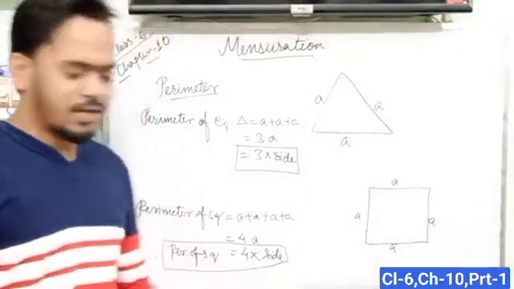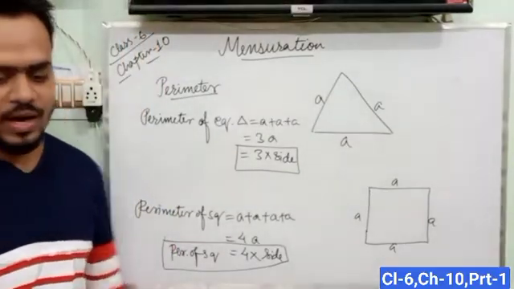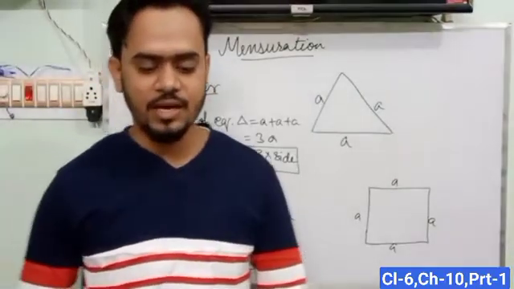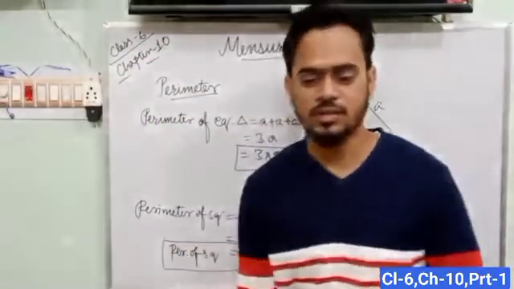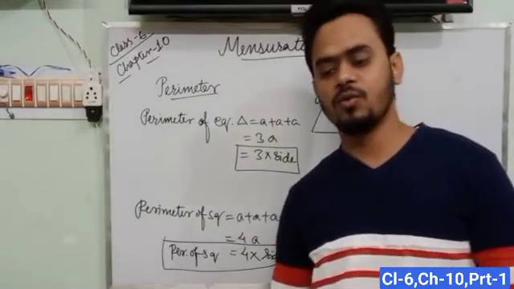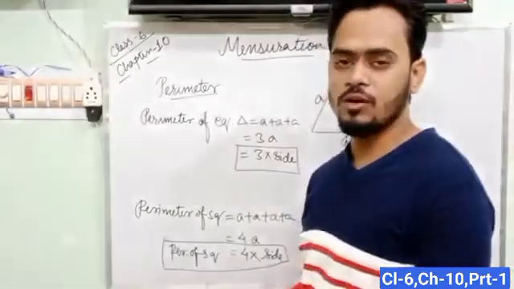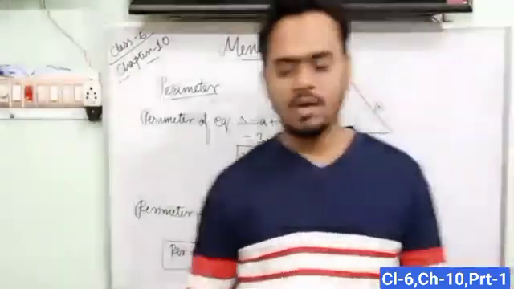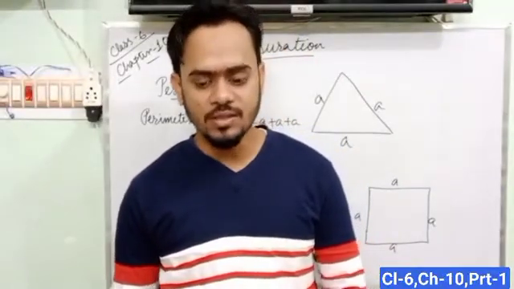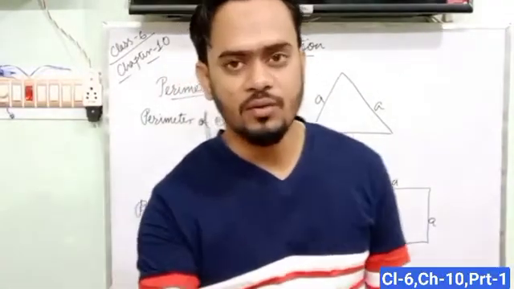Then is there anything common between a square and an equilateral triangle? These figures have equal sides and equal angles. Such figures are called regular closed figures. The perimeter of a regular closed figure is obtained by multiplying the length of one side by the number of sides.